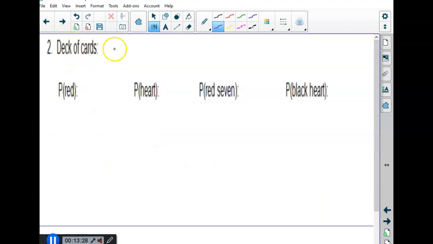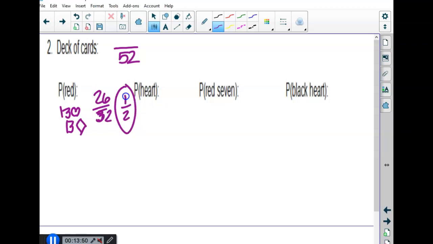So out of a deck of cards, or 52 cards, how many would be red? So there'd be 13 hearts and 13 diamonds that would be red. Does that make sense? So 26 out of 52, or half the cards. I think you could have guessed half, yes? All right, what about hearts? Yes, 1/4, or 13 out of 52, but you can just put 1/4, that's fine.